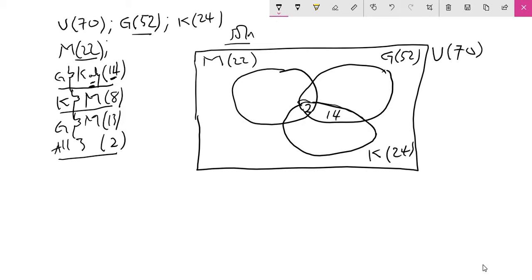Then we come here. K and M had 8, meaning this whole thing including the 2 must be equal to 8. Therefore this side will be 8 minus 2, which is 6. So I'm just going to go ahead and write 6. Okay, G and M 13. Where's G and M? Right here, 13. So again, this whole thing must be 13, so 13 minus 2 here will give 11.